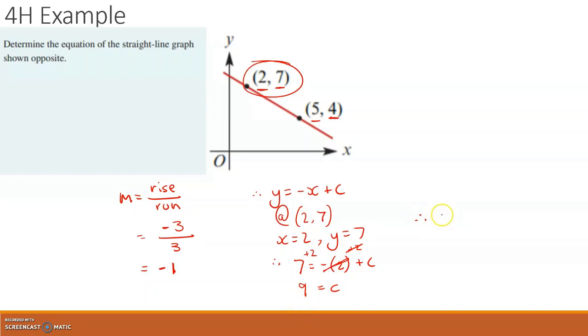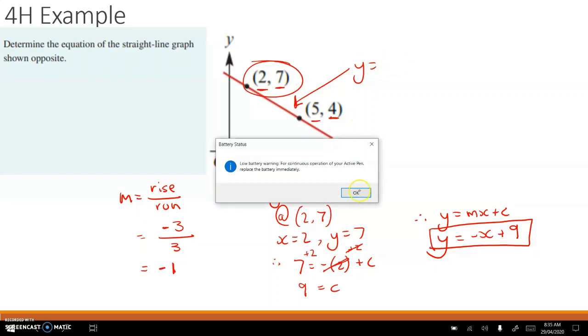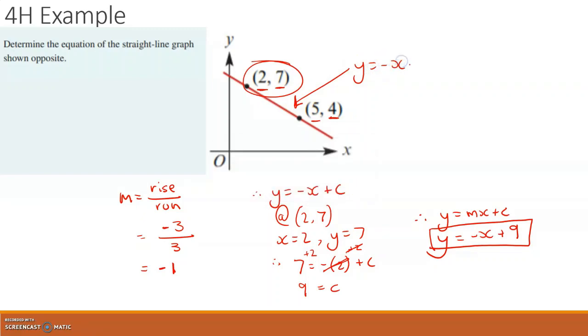So therefore, I can say y is equal to mx plus c, and because I know m is equal to negative 1, that's negative x, and c is equal to 9, so that's plus 9. Y is equal to negative x plus 9 for this graph. So that's the equation of this graph here. Y equals negative x plus 9.